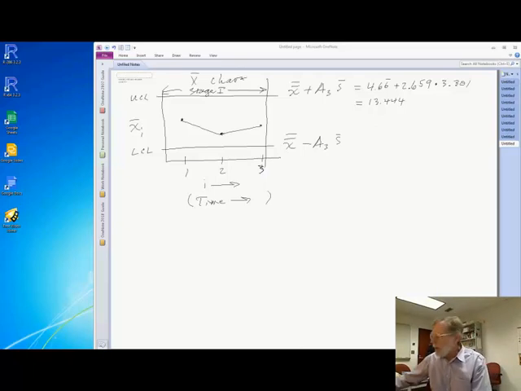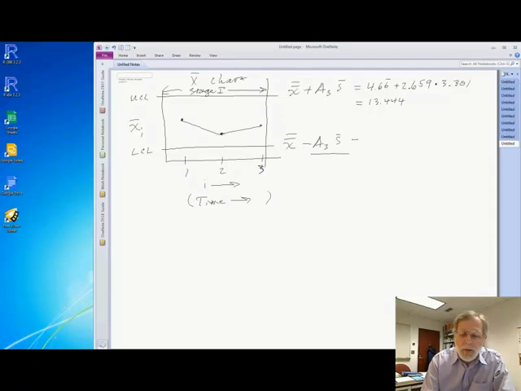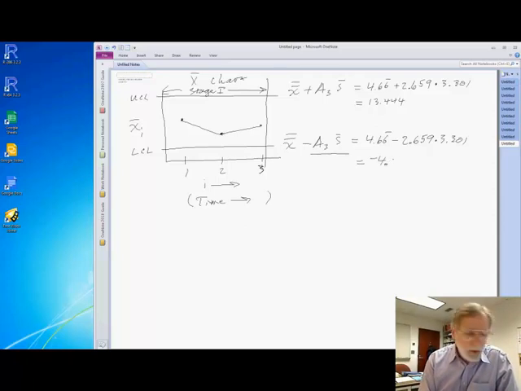for Business Administration 571. I was working on this X bar chart, and I got to the lower control limit formula, X double bar minus A3 times S bar, which equals 4.66 minus 2.659 times 3.301, and that comes out to be negative 4.1107. And so that's the value of LCL right here.